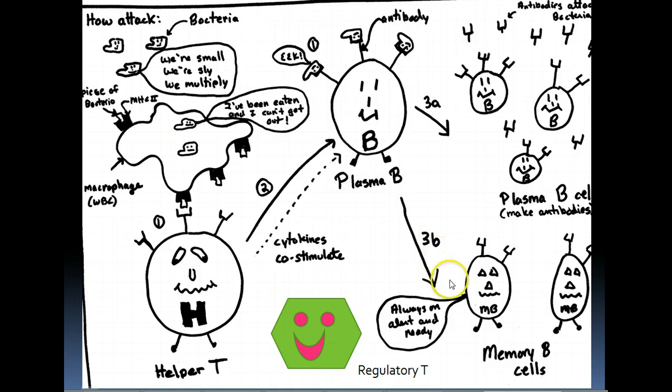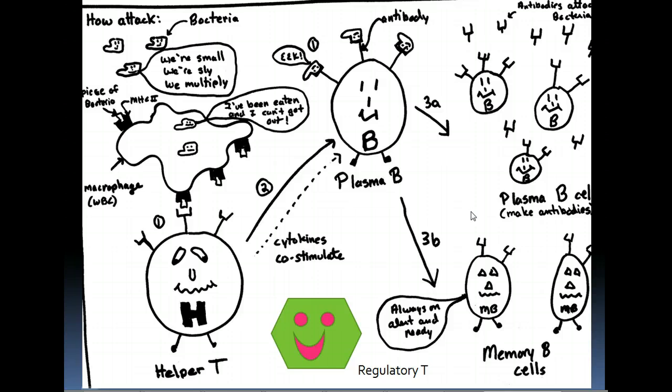What will also happen is we'll get memory B cells. These memory B cells kind of hang out in the bloodstream. And what happens is, again, if you're attacked by that same bacteria, you won't have to go through this process of finding the right helper T and the right plasma B. These cells will just go through mitosis, produce antibodies, and those antibodies will attack the bacteria before you even know that you have an infection.